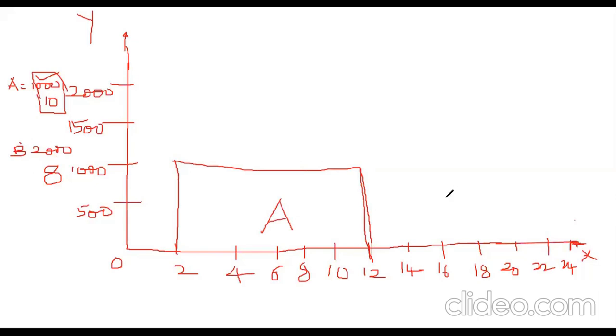Now B produced 2000 units. From here I will start. Unit cost is 8 rupees. From 14 I started. 14 plus 8 is 22. So top up to 2000 I am going to draw.